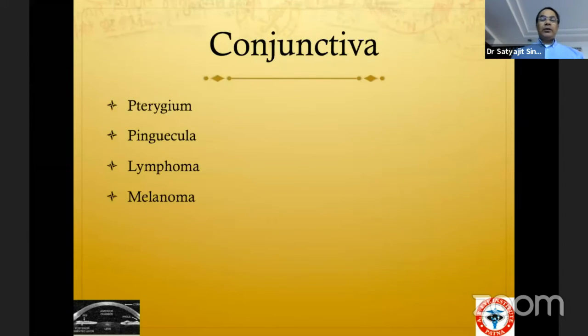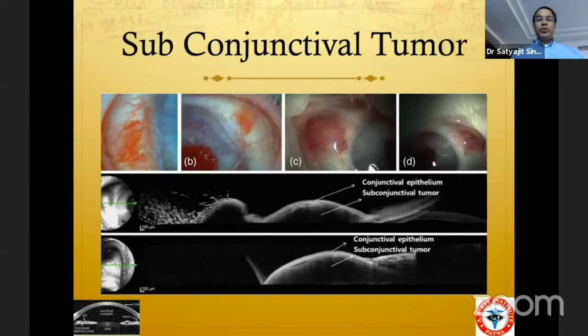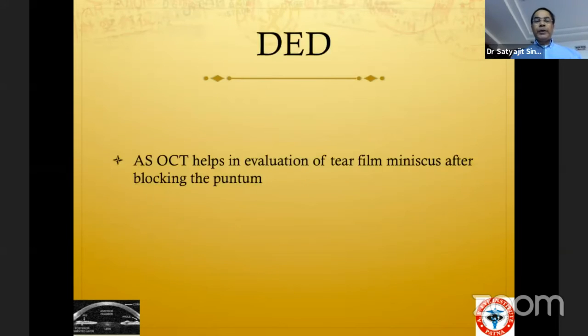In the conjunctiva also, you can see the pterygium which extends over the conjunctiva. You can see pinguecula, lymphoma, and melanoma. You can use the anterior segment OCT. In tumors, you can see ocular surface squamous neoplasia and nodular degenerations. Though UBM is best, anterior segment OCT also helps in detection of iris tumors and ciliary tumors. Now, these are the different pictures of the subconjunctival tumors. You can see the conjunctival epithelium and the subconjunctival tumor.